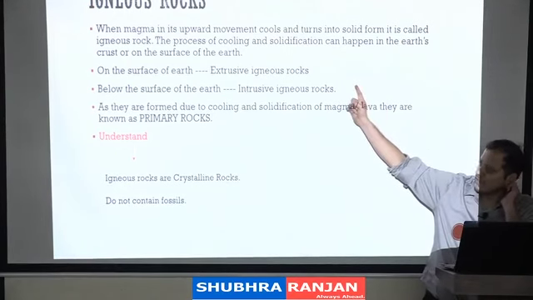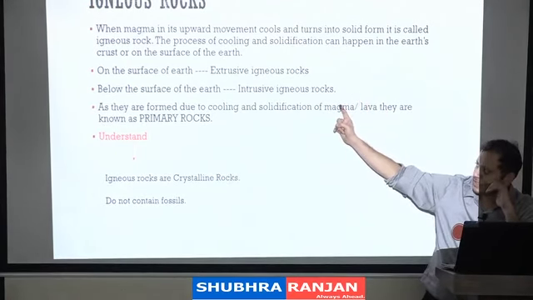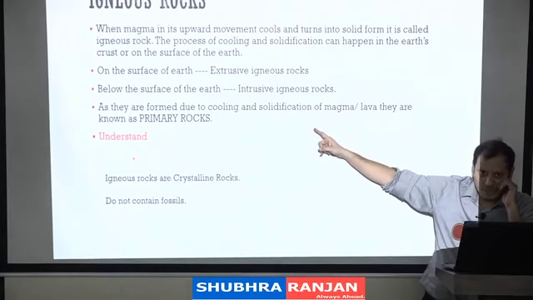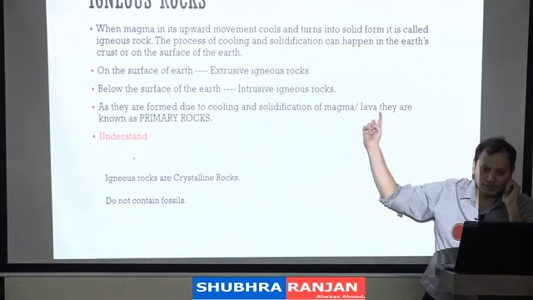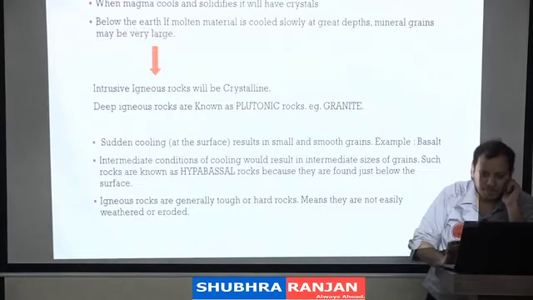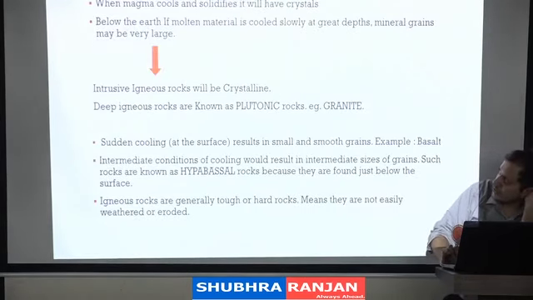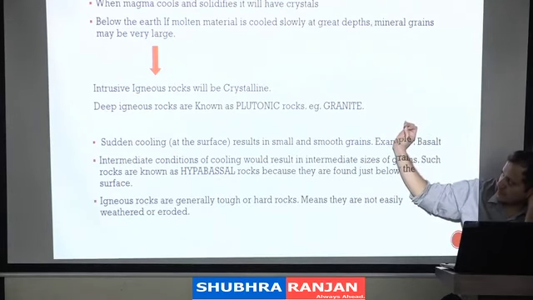On the surface of the earth, extrusive. Below the surface of the earth, intrusive. Why are they known as primary rocks? Because they are the first rocks that are formed due to cooling and solidification of magma. When magma cools and solidifies, it will have crystals.